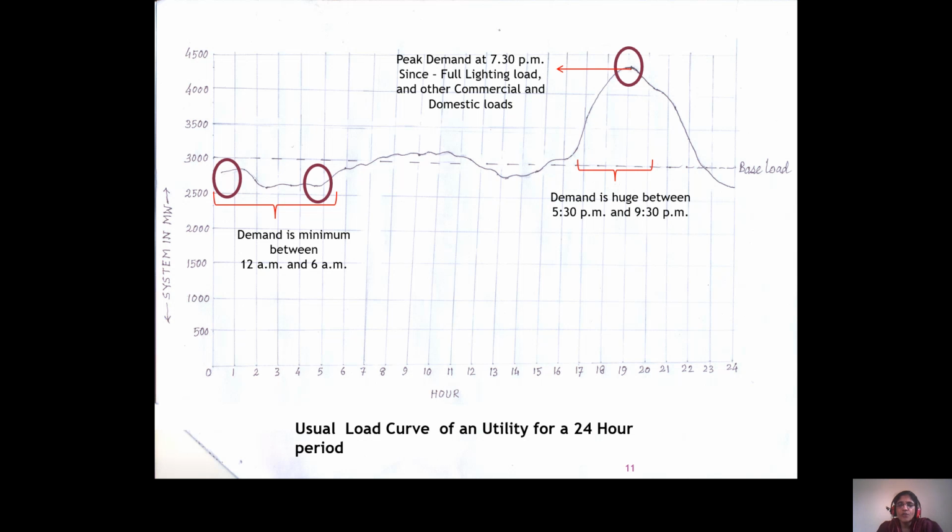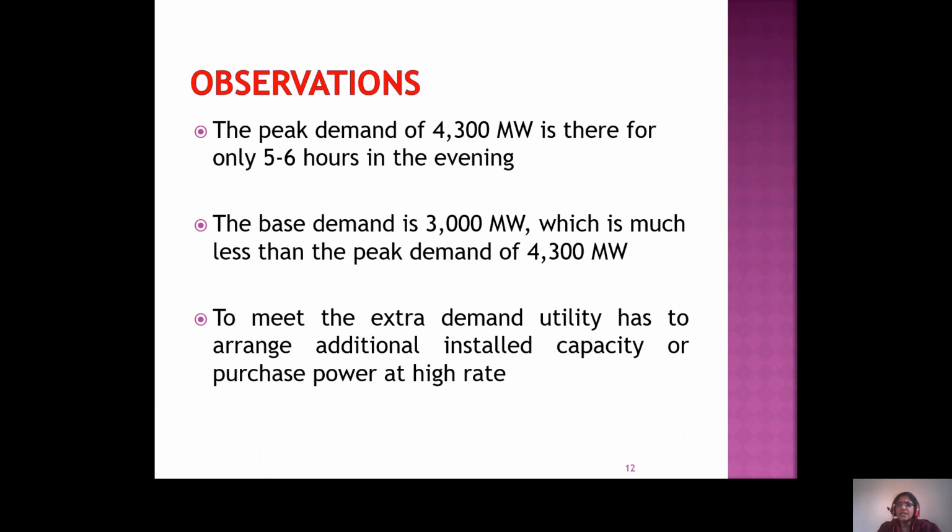It is the 24 hours period. How we have to use the load? So for this observation, we have to see that for the above figure, we have to conclude that the peak demand of 4,300 megawatt is there for only 5 to 6 hours in the evening.